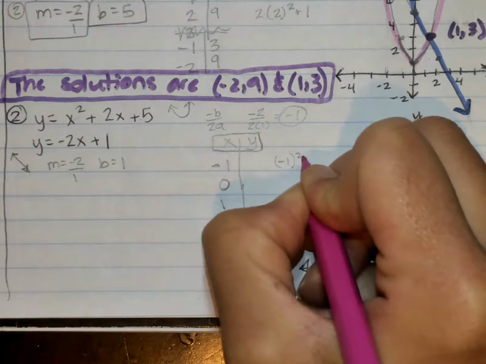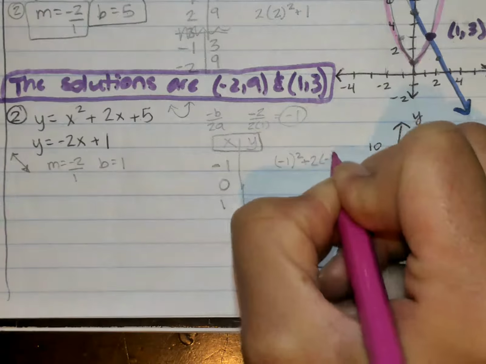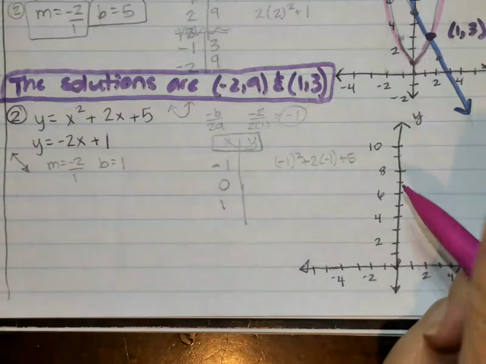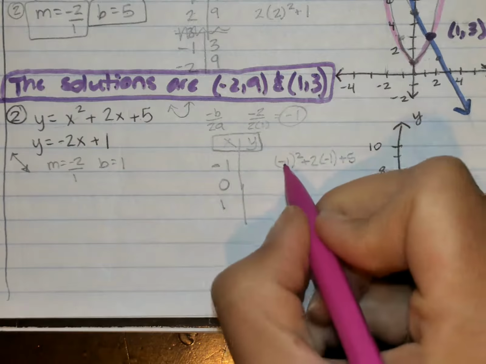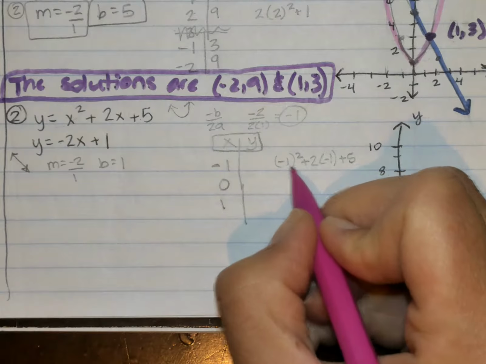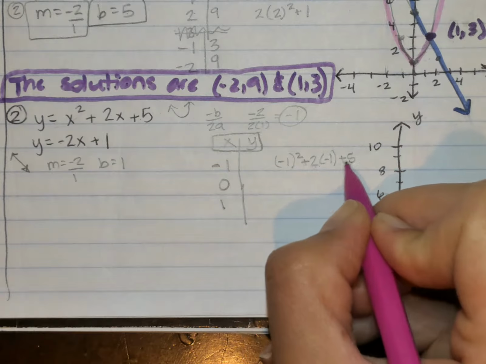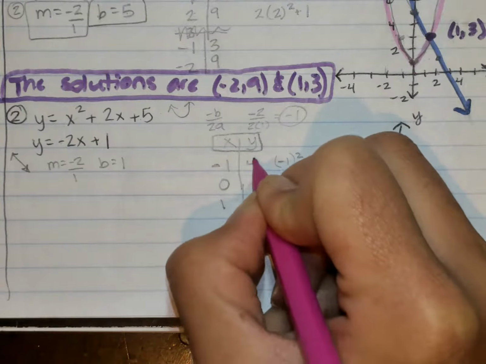So negative 1 squared plus 2 times negative 1 plus 5. I'm going to solve it mentally. I don't want to have too much work. So negative 1 squared is 1. That's negative 2. 1 plus negative 2 is negative 1. Negative 1 plus 5 is 4.